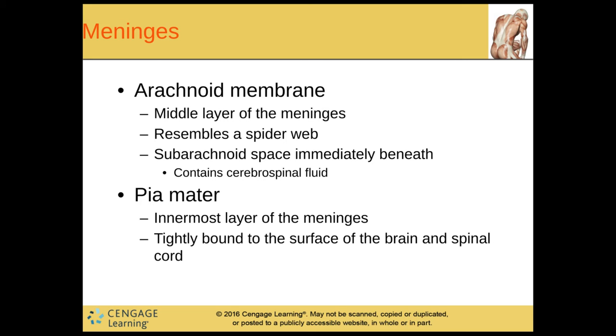And then we have the arachnoid membrane. So this is the middle layer of the meninges. It resembles a spider web. So that's kind of where the arachnoid part comes. And then we have a subarachnoid space that's immediately beneath that, and that contains the cerebrospinal fluid. And then we have pia mater. This is the innermost layer of the meninges. It's tightly bound to the surface of the brain and the spinal cord.